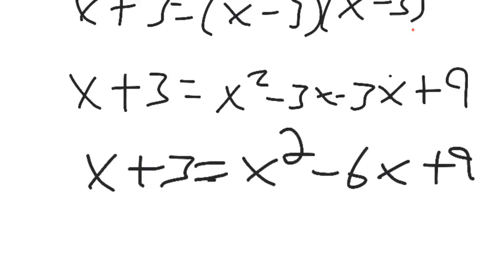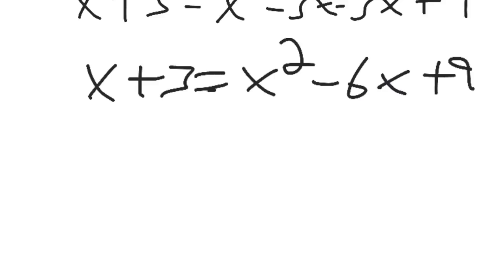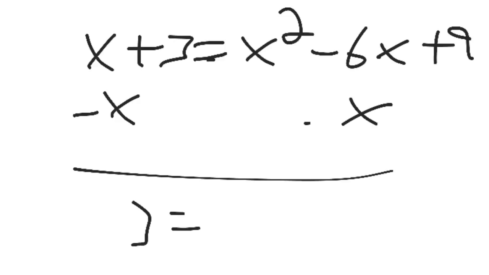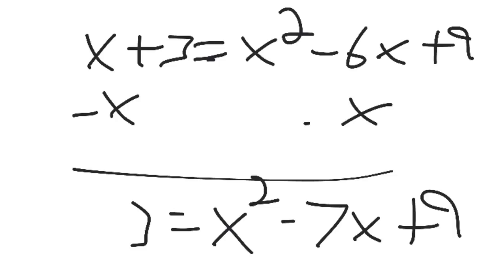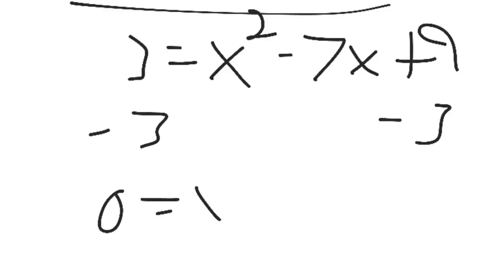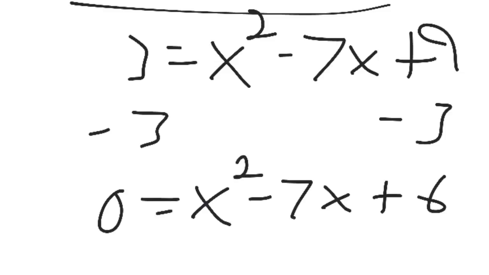So anytime you have a quadratic, you want to solve it by setting it equal to 0. So that means I can subtract this x from both sides. And then I can subtract that 3 from both sides. And now it's set equal to 0. Okay, so it's a quadratic.